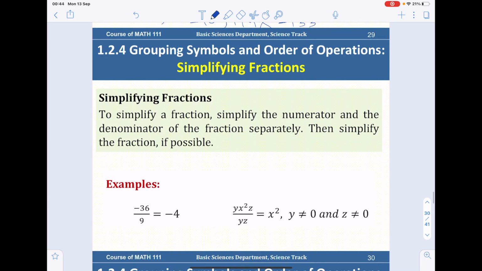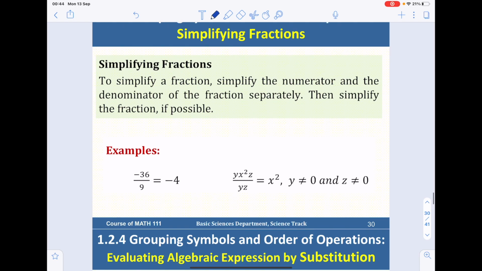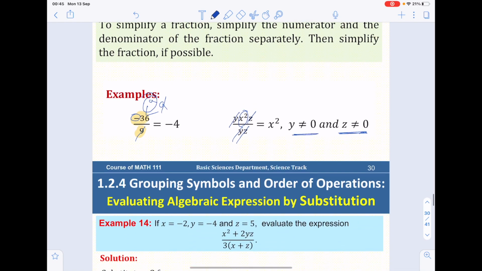Okay. Simplify the fractions. We can simplify a fraction by simplifying the numerator and the denominator of the fraction separately, and then simplify the fraction. For example, here we have 36 over 9. So you know that 36 is 4 times 9. So I cancel 9 with 9. I'm left with 4 and the negative. Also here I can cancel this y with this y and this z with this z. So I'm left with x squared. Of course, here we have to put this condition that the denominator does not equal 0.